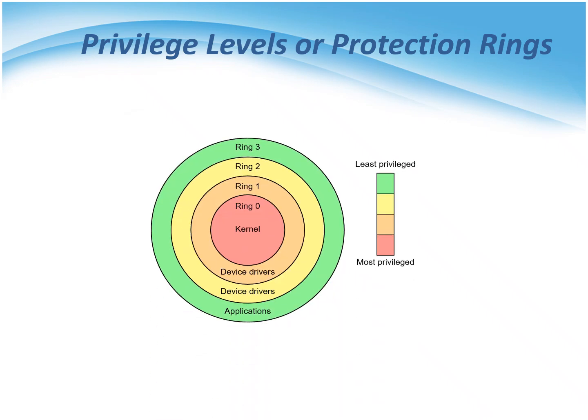So these are the protection rings, or privilege levels. They go from the kernel at ring 0, then ring 1, ring 2, and ring 3, which is the outer layer. The outer layer is used by the applications, then device drivers, then the kernel directly at ring 0. The kernel is the heart of the OS, so it is the most privileged. It can access the hardware directly, and that way it provides protection also.